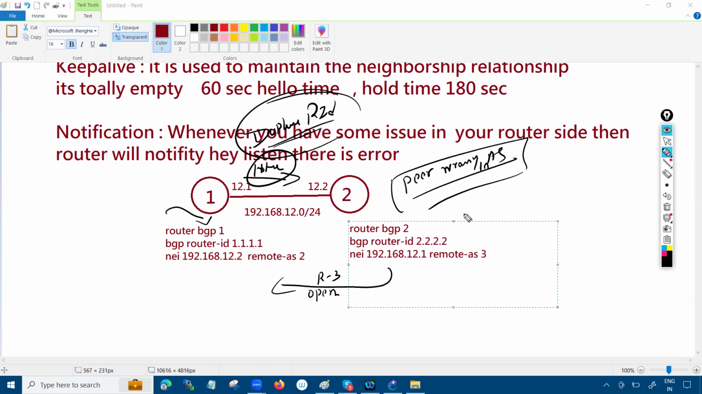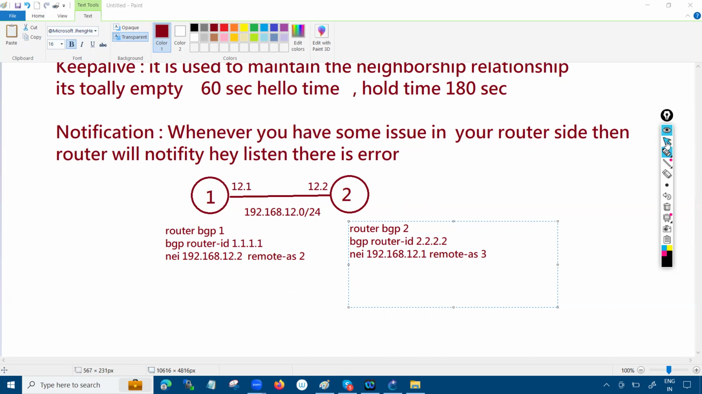So for any issue, if BGP detects it, it will generate a notification message to notify there is an error in the configuration. So make sure that your configuration is correct. If your configuration is not correct, it will throw the error message over there.